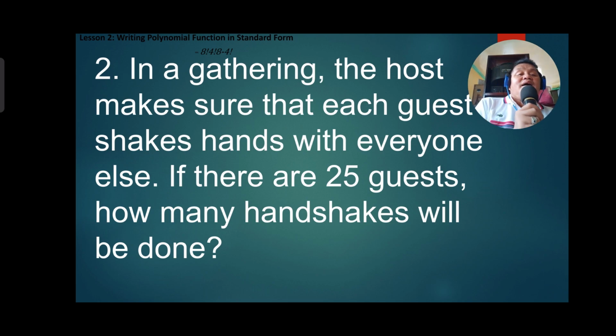Number 2, in a gathering, the host makes sure that each guest shakes hands with everyone else. If there are 25 guests, how many handshakes will be done?